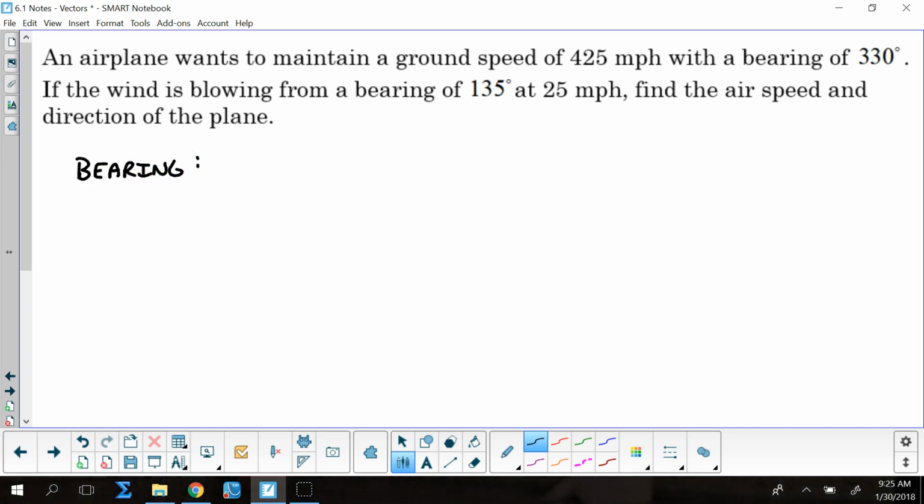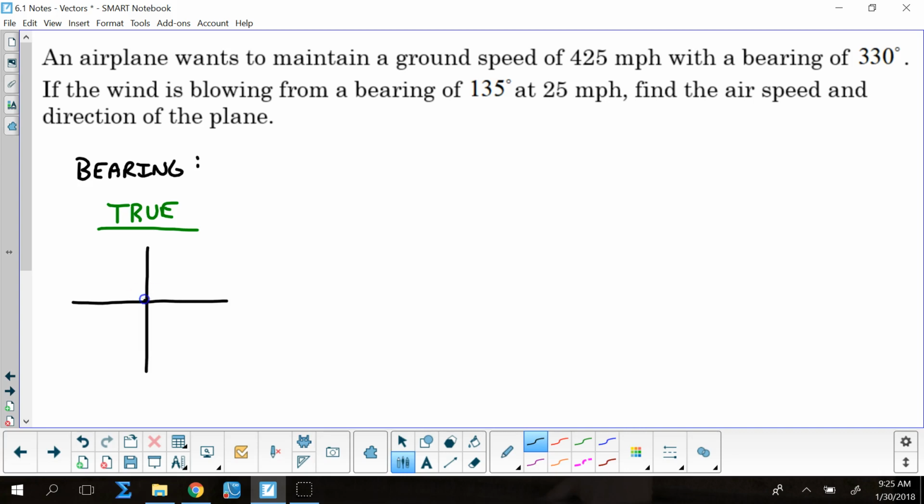So, the airplane wants to maintain a ground speed. So that's like my ground, I think Mrs. Hill yesterday called it ground speed. I called it actual or true. Okay? Right? So that's the one that we're dealing with here, is we want this true speed is what we've got. Okay? And so it's what it wants to maintain.